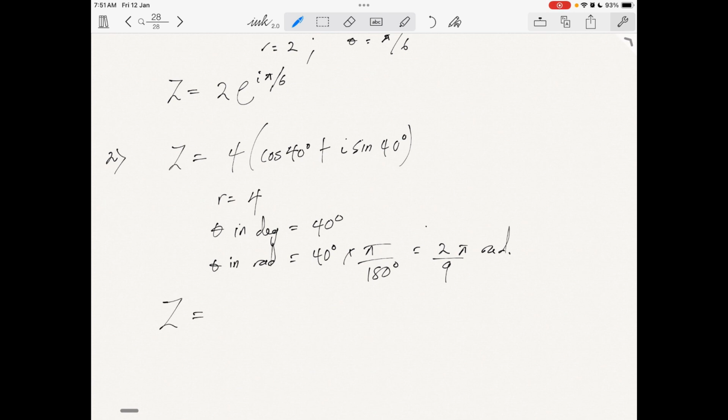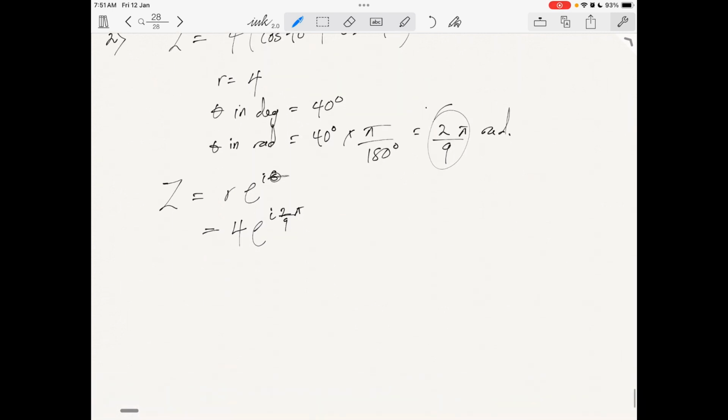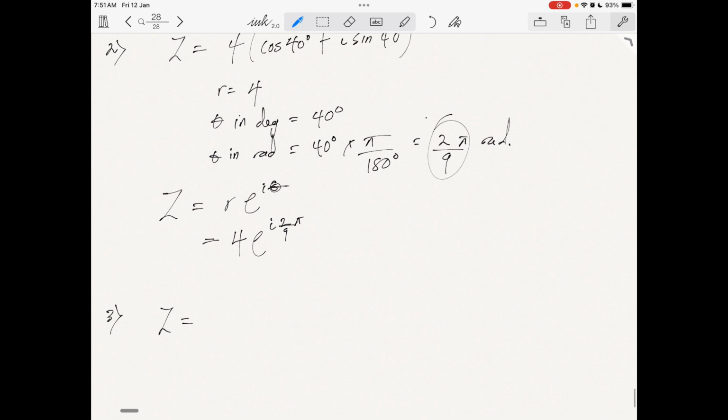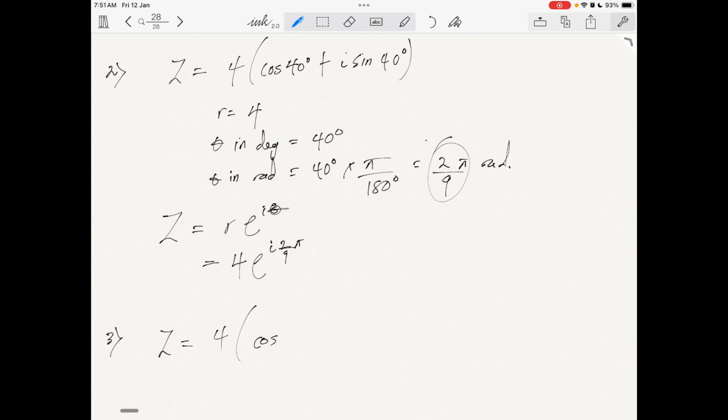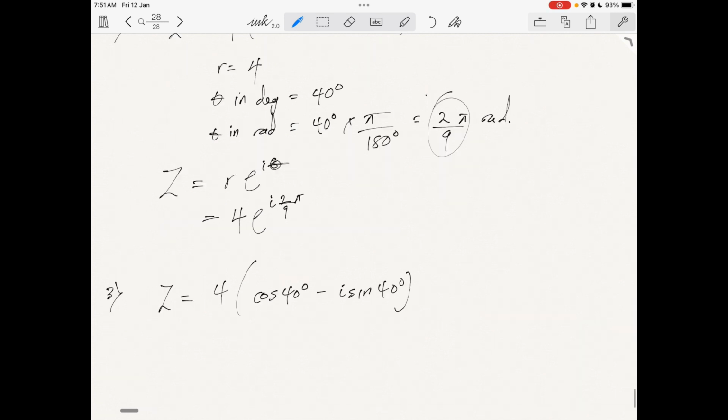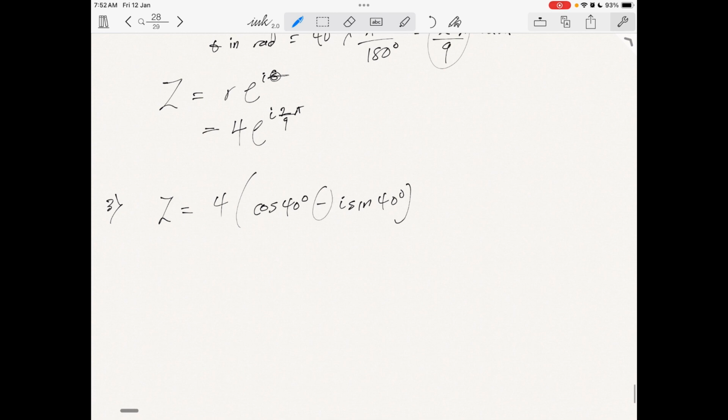Since our z is equal to r exponential i theta, we have our r to be equal to 4 exponential i, and this theta is 2 over 9 pi. Going on, assuming we have z is equal to 4 (cos 40 degrees minus i sin 40 degrees). Okay, now we can notice that there's a change in sign here. It's no longer plus, but now negative.